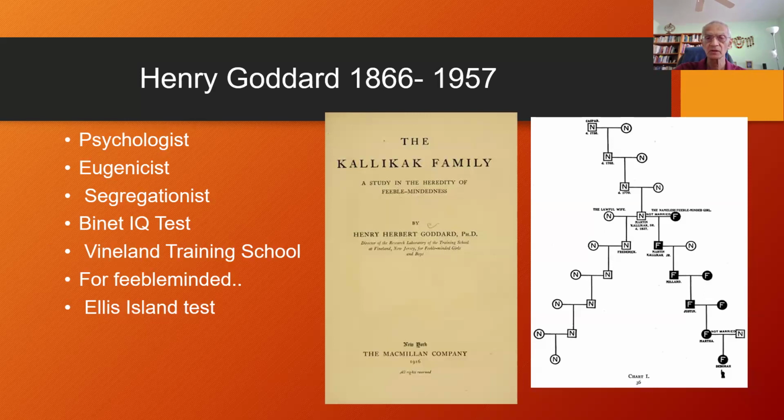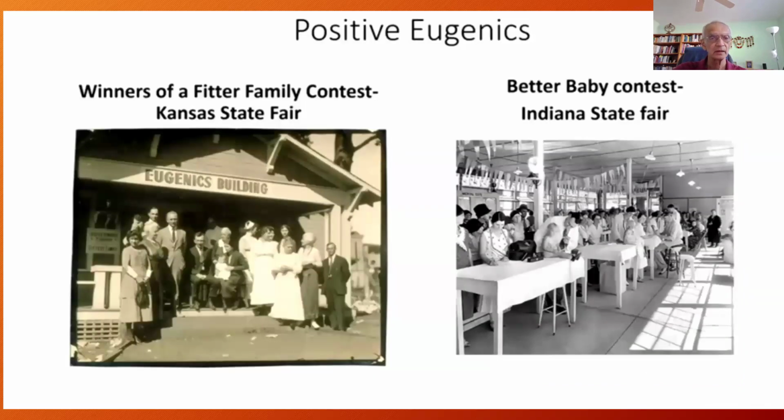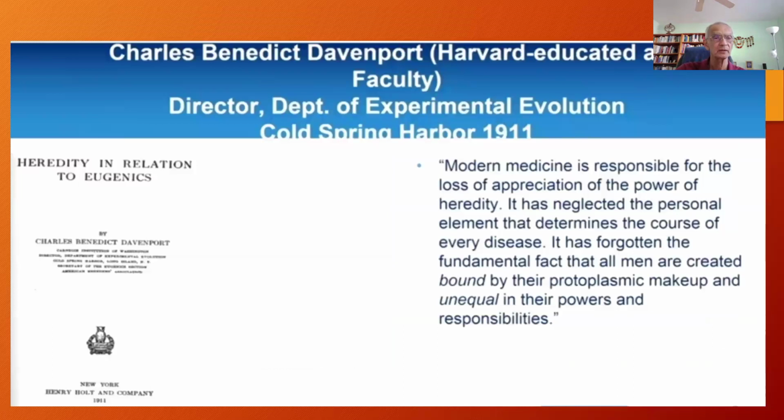Okay, so again, Henry Goddard went from a psychologist to becoming a eugenicist. So this is okay. And positive eugenics was incorporated. So you can just see how, the winners of the Fitter Family Contest, the Better Baby Contest. Then Indiana was the first one to pass laws, I think so. Okay, and we talked about Davenport.